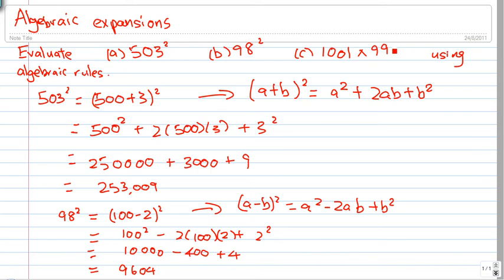By the way, question C, I wrote it wrongly, so it's actually 1001 times 999. Let's do it on the next page. We've got 1001 multiplied by 999. Can we represent this as (1000 plus 1) multiplied by (1000 minus 1)? Yes, we can, isn't it?